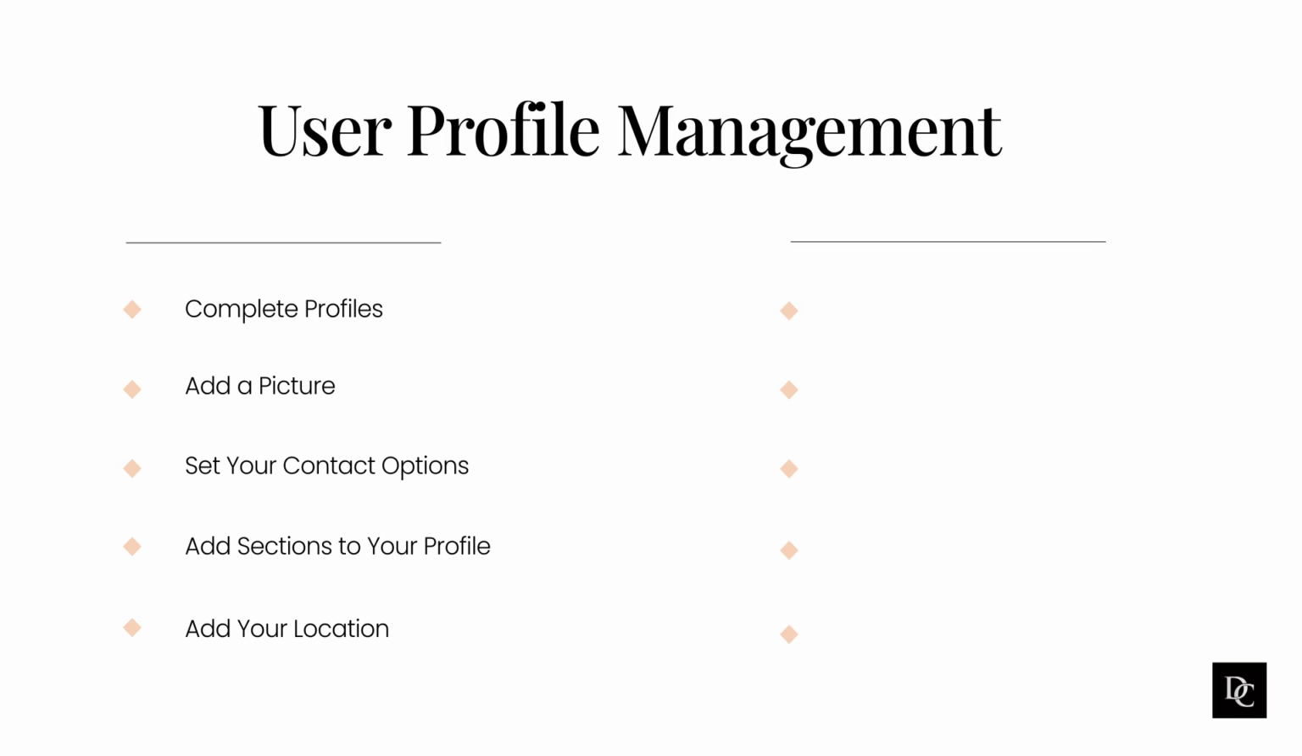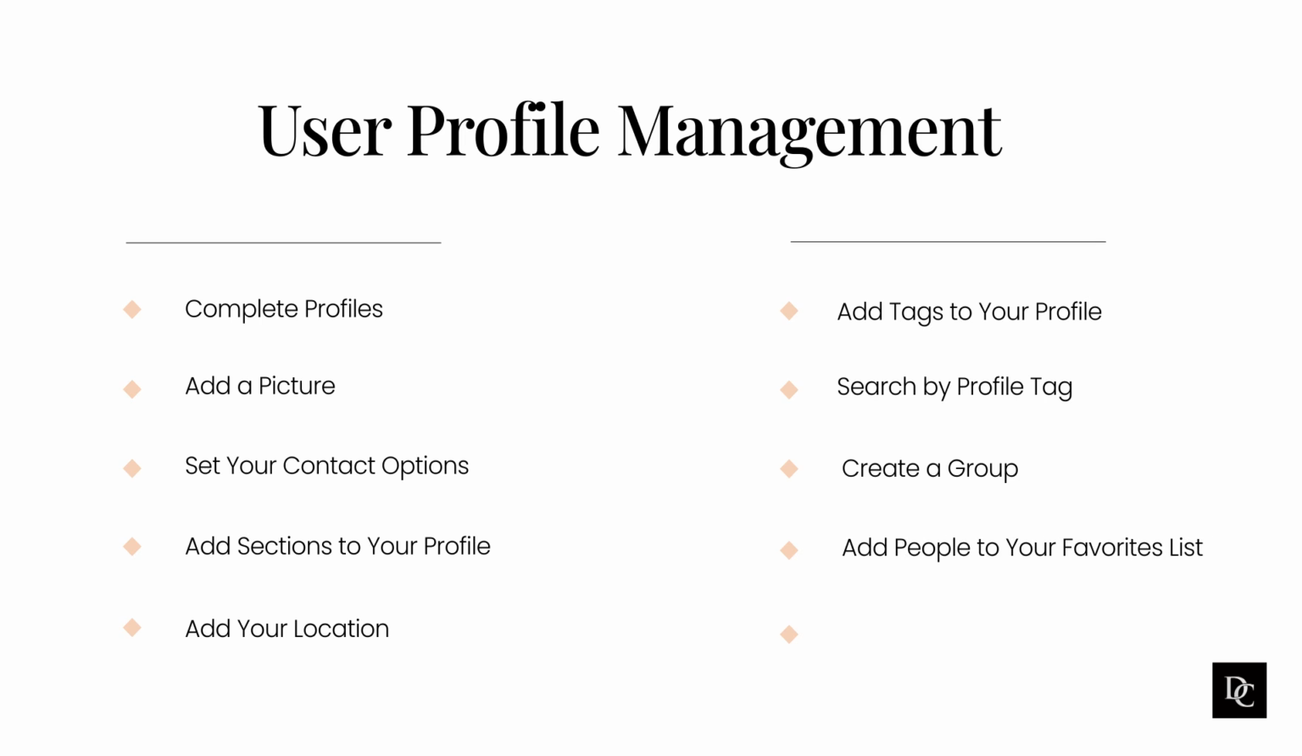Add your location so others know your location and your office location. Add tags to your profile and help others find you by your skills and experience. Search by profile tag to find everyone in your organization with the same skill or certification. Create a group to associate users who have common traits like a skill, a manager, or project. Add people to your favorites list by clicking the favorite icon. Access card and hierarchy tree views of a person's relationships in your company's reporting structure.